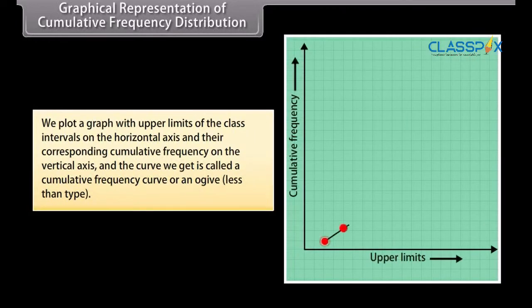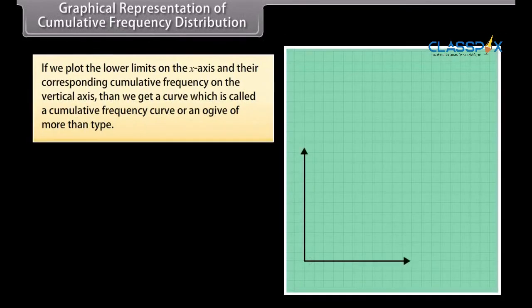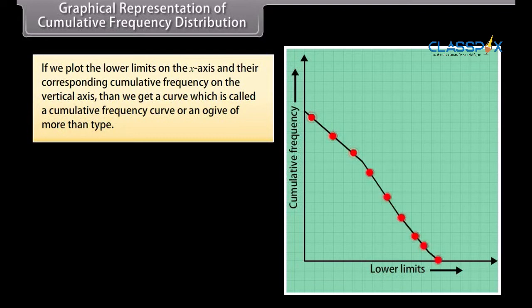Graphical representation of cumulative frequency distribution. In this, we plot a graph with upper limits of the class intervals on the horizontal axis and their corresponding cumulative frequency on the vertical axis. And the curve we get is called a cumulative frequency curve, or an ogive of less than type. If we plot the lower limits on the x-axis and their corresponding cumulative frequency on the vertical axis, then we get a curve which is called a cumulative frequency curve, an ogive of more than type.